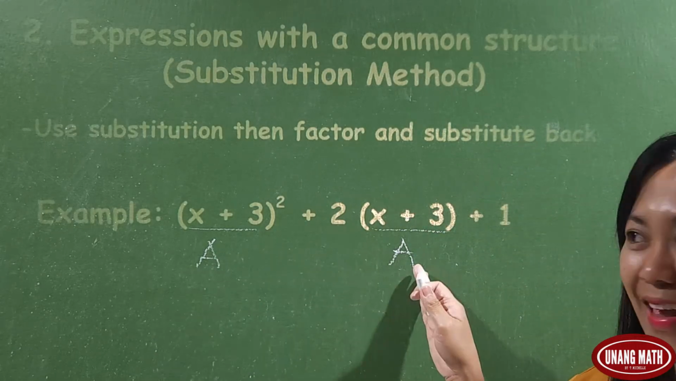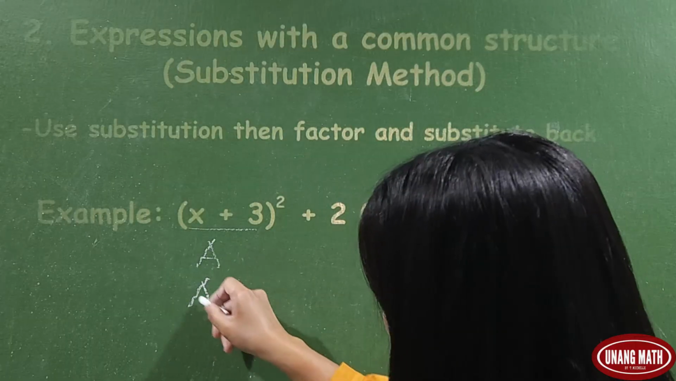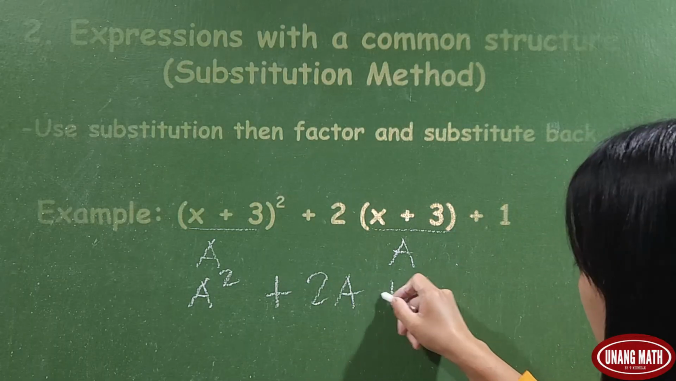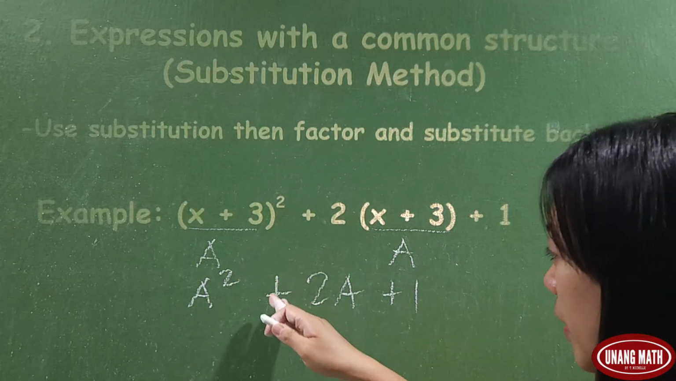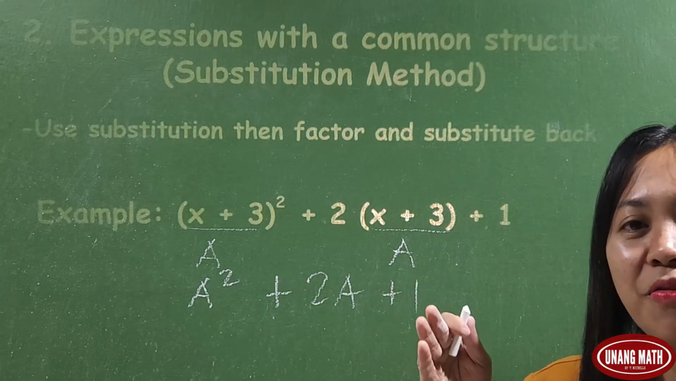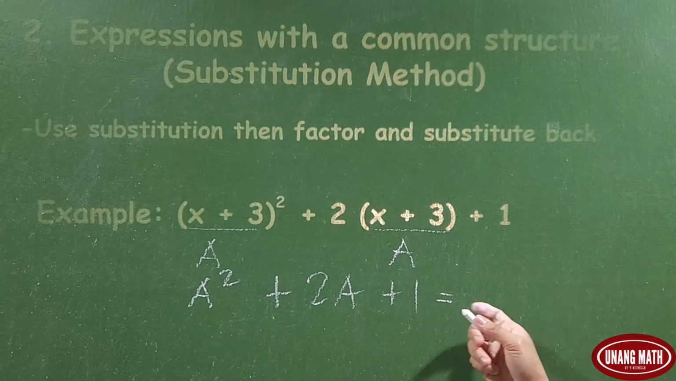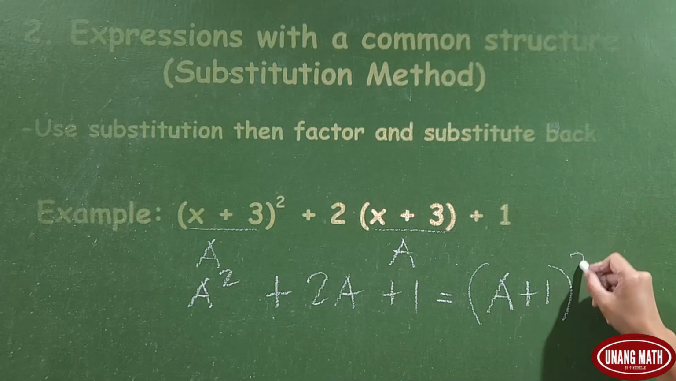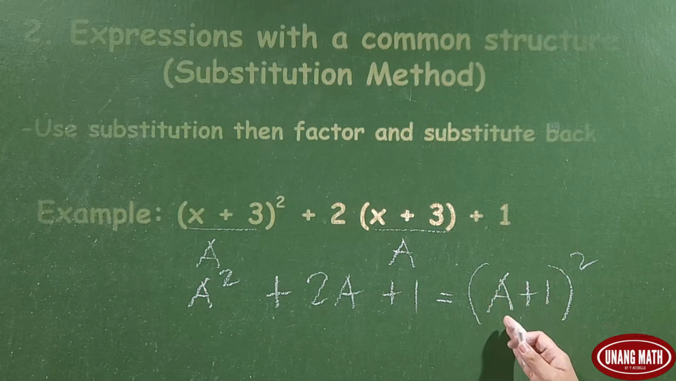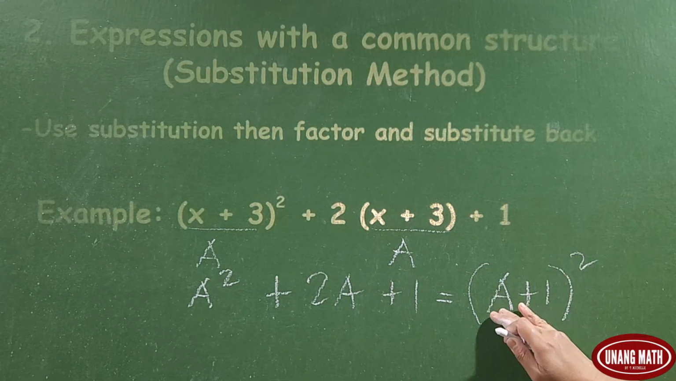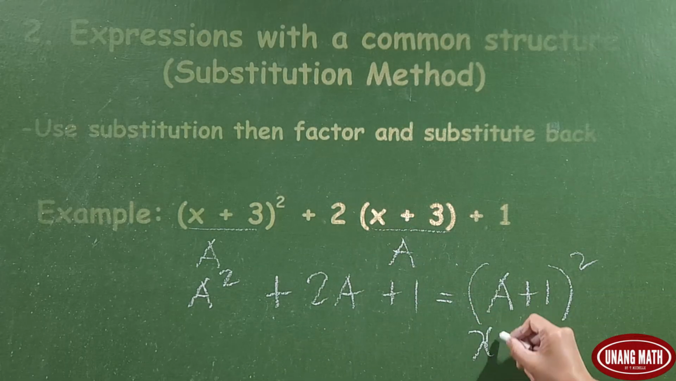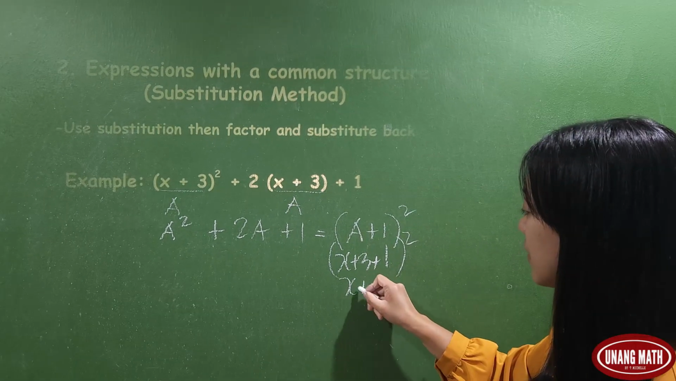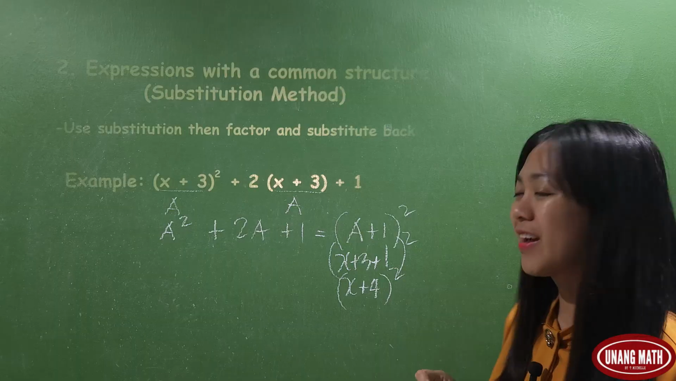So variable a. So this now is a squared plus 2a plus 1. A squared plus 2a plus 1 can be factored, and the factor is a perfect square binomial, a plus 1 squared. Now let's substitute back. What is a? x plus 3. So x plus 3 plus 1 squared. So this is x plus 4 squared.